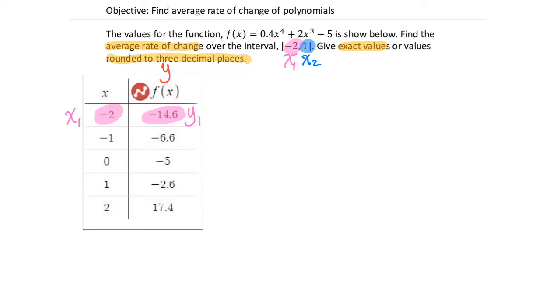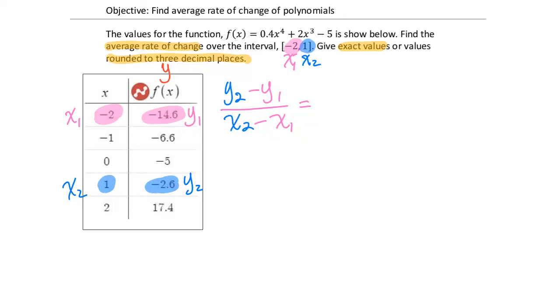Then my x2 is 1, positive 1. So I'm looking on the table for positive 1. Positive 1 is the second to the last example, okay? That means this is x2 and y2. And you just plug it into the formula, okay? So y2 minus y1 over x2 minus x1. So let's go plug it in.